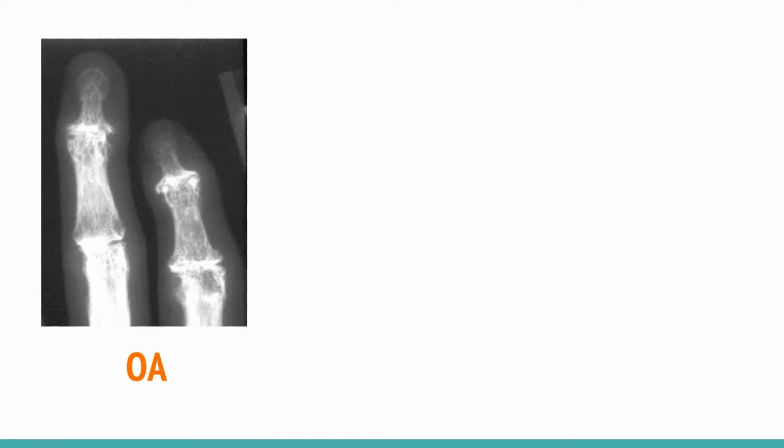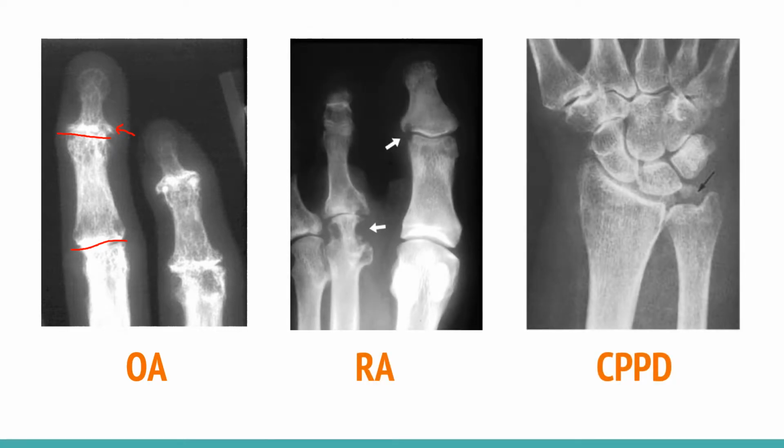This is a radiograph depicting changes that would be seen in a patient with osteoarthritis. You can see some osteophyte formation and decreased joint space, and this is involving largely the proximal and distal interphalangeal joints.